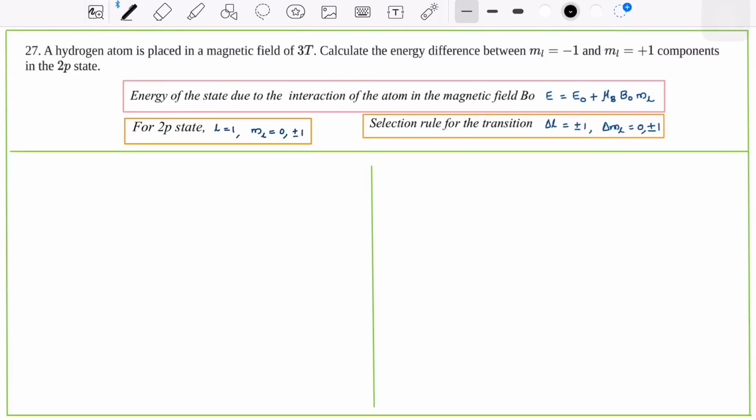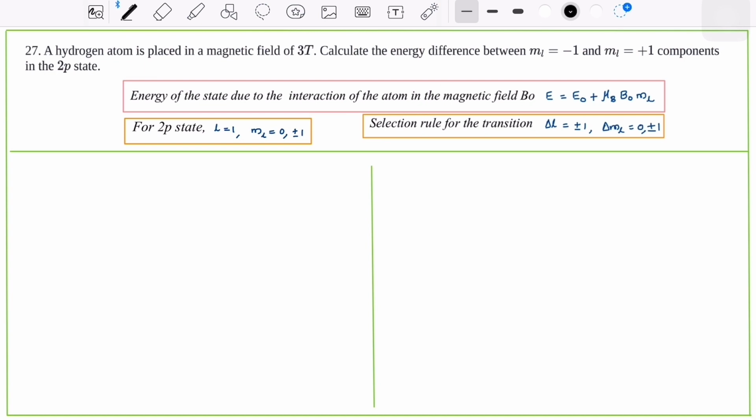The first problem is: a hydrogen atom is placed in a magnetic field of 3 Tesla. Calculate the energy difference between ml equal to minus 1 and ml equal to plus 1 components in the 2p state. The present problem deals with the Paschen-Back effect in hydrogen atom.